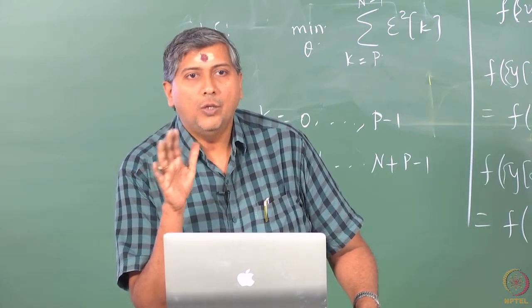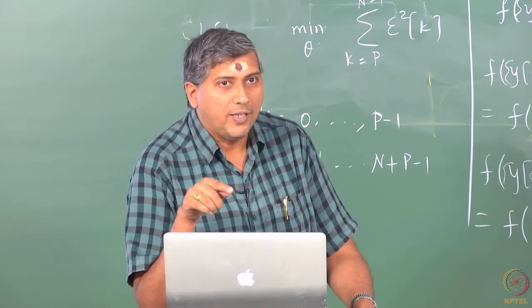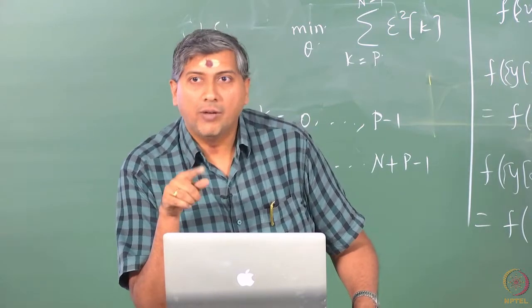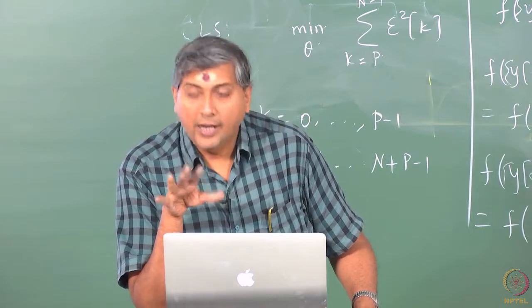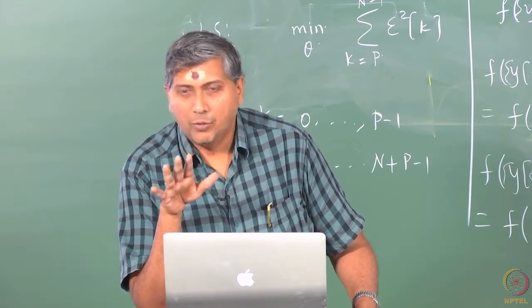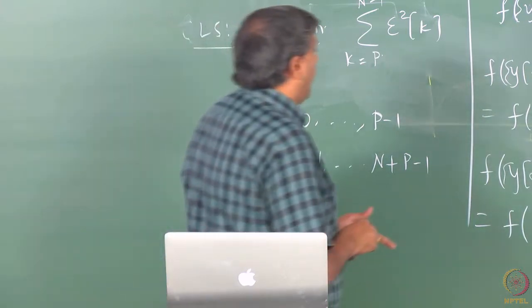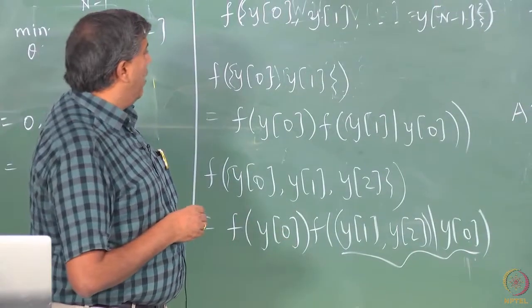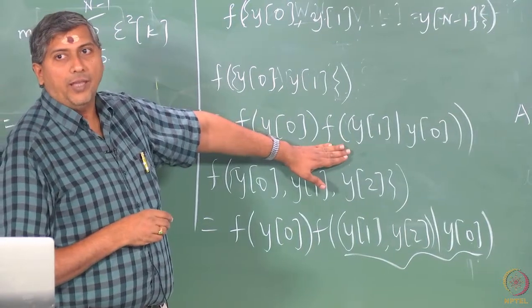So, eventually you will be able to write this as f of y0, f of y1 given y0, f of y2 given y1 and so on, under some conditions, and we will come to that shortly. Why are we doing this? First, if we understand that, then we will understand how to factorize this. Why am I writing it this way?